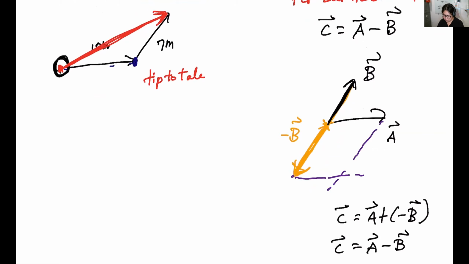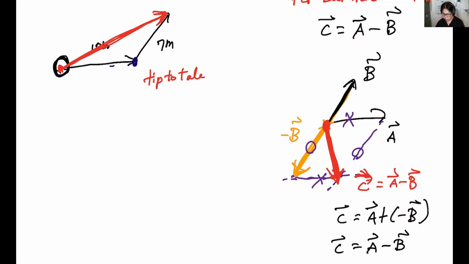Make a parallelogram. This and this are parallel. This and this are parallel. Then the resultant, starting from the same point, merges onto the diagonal. This is going to be the C vector. This is the C vector.